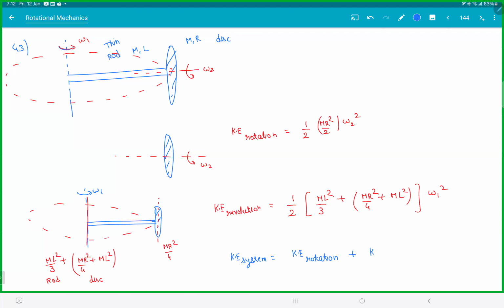So in this case, both the degrees of freedom are rotational. There is no translation here. So before starting a problem, you need to check whether there is translation plus rotation, rotation plus rotation, exactly what. So don't use that formula half m v com square plus half I cm omega square. For this kind of problem, it doesn't work.